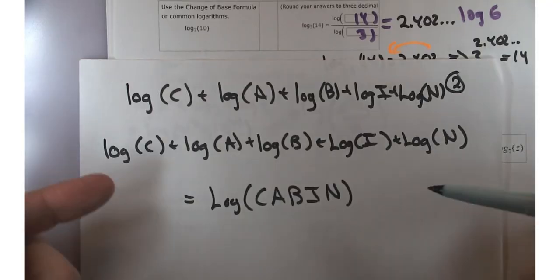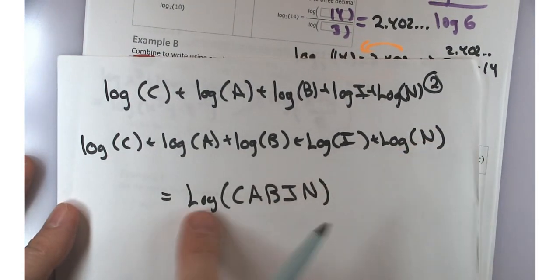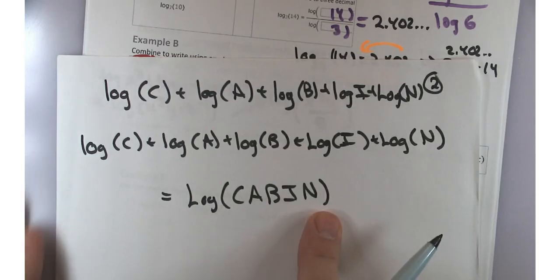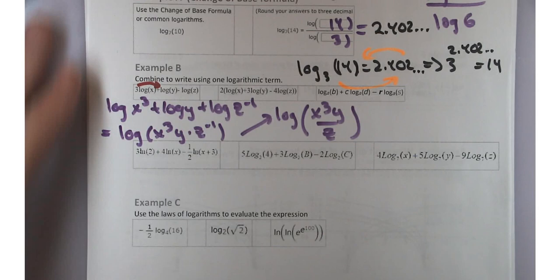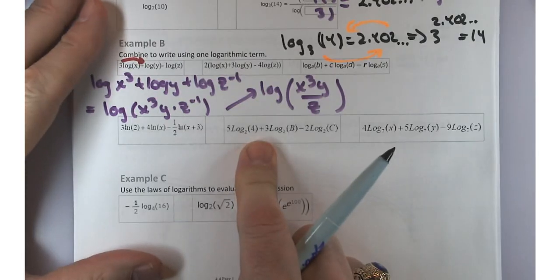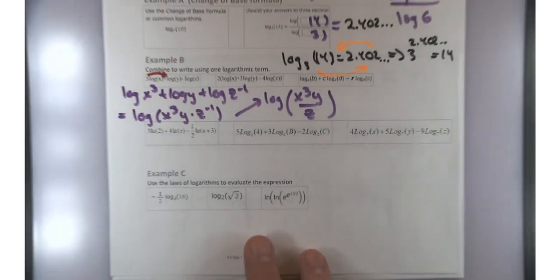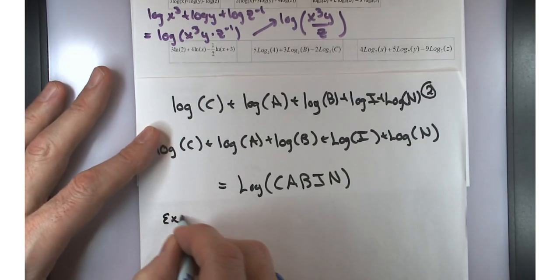But it's just trying to reinforce the idea that when you have the sum of logarithmic terms, it becomes the log of the product. So that's the real big message there to take away from that. Let's work with a couple more here. This one looks like a good one. So let me do that here. Let's, again, this is still example B.